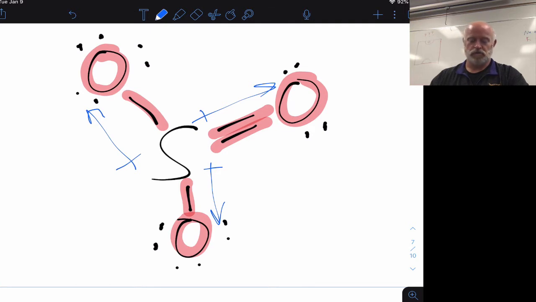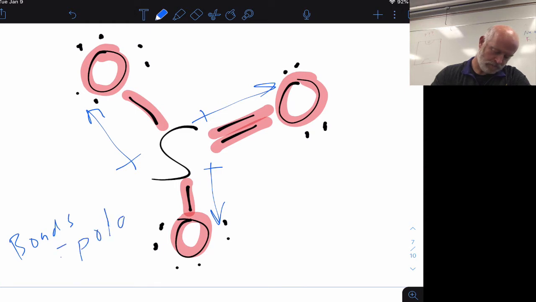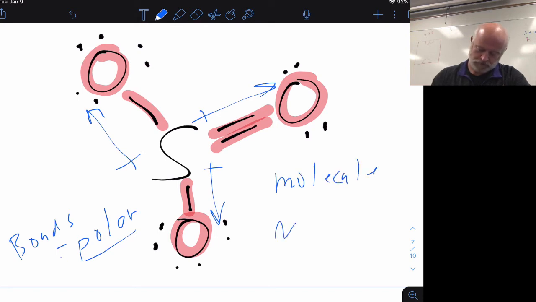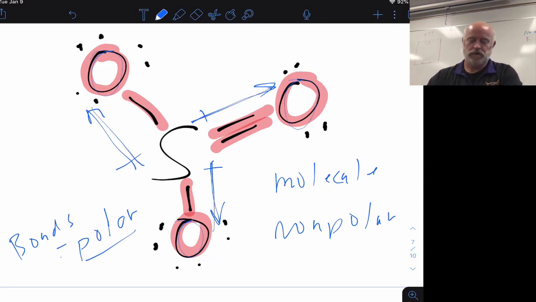So even though we have polar bonds, the bonds here are definitely polar, for sure. But the molecule here is nonpolar because we have symmetry. Because everything on the outside, these are all the same, equal, equal, equal, pulling in 3 different directions, okay? So we have a symmetrical molecule. This is a nonpolar example, right?